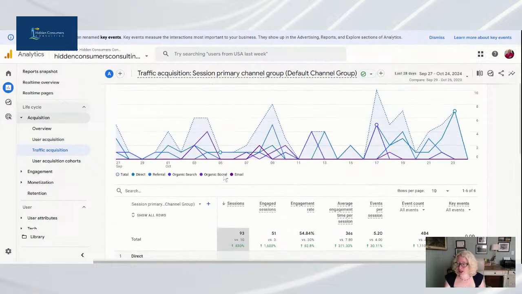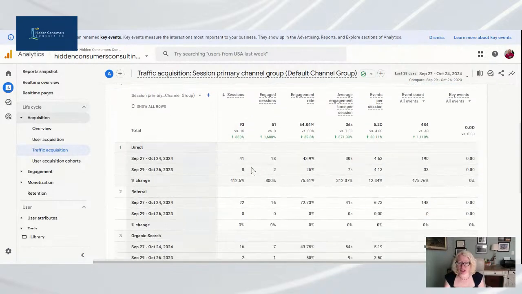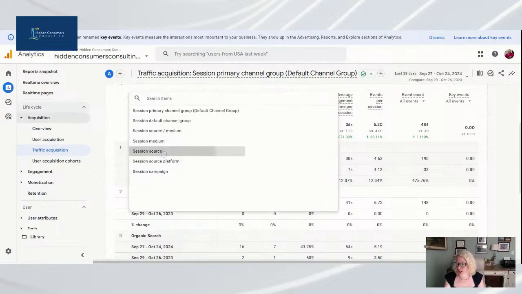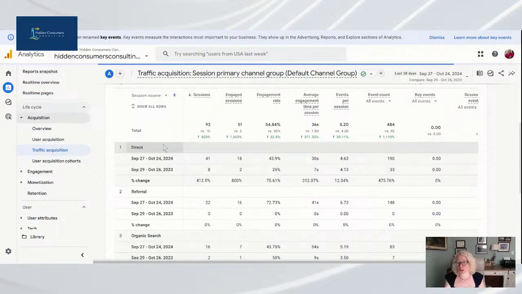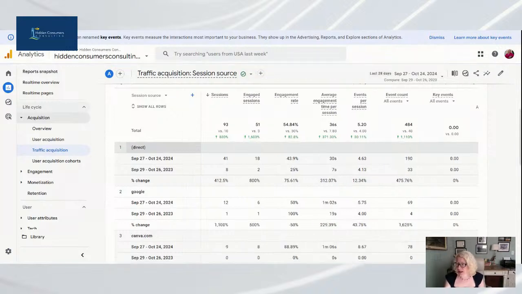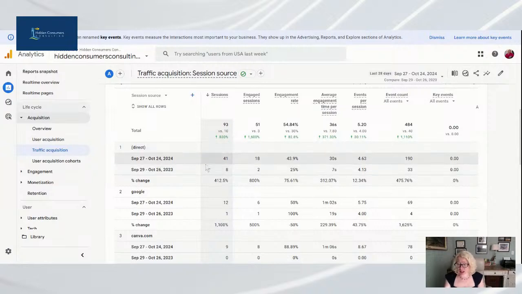The first thing I want to do when I'm in here is go to traffic acquisition, because I want to see where all the traffic is coming from. But it's going to be set up for your default, and I don't like default. I want to see the session source, because this will let us know which link people are coming in on for the most part. So I set this up as a comparison, the last 28 days versus the same time period last year, and look at the difference in traffic, right?